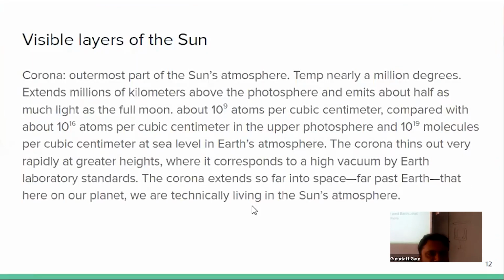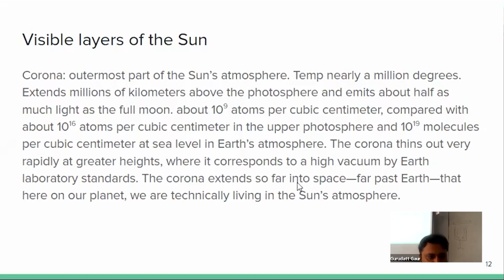Finally, the most elusive part of the sun is the corona. People are really trying their best to understand how it forms, why it is so wide and so on. It is very, very hot. Temperature is nearly 1,000,000 degrees, which is much, much higher compared to the surface of the sun. And this extends millions of kilometers above the photosphere. It is again very bright. Again, particle density is not too high. It is reasonably okay: 10⁹ atoms per cubic centimeter, which is a very low density.